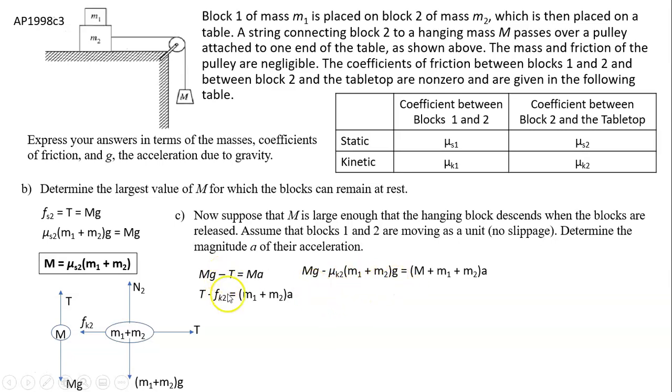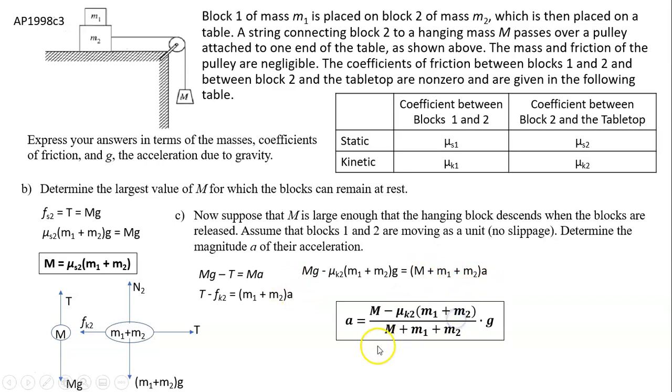So we combine these two equations by adding them. Mg minus Fk2, and Fk2 is just mu k2 times M1 plus M2 times g. Then that equals, we add all the terms on the left, big M plus M1 plus M2 times A. And from here, we can solve for A. So A is just this. This is all in terms of the masses and mu k2, and the gravitational constant.